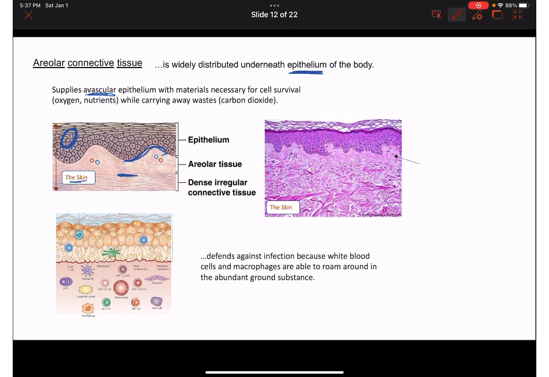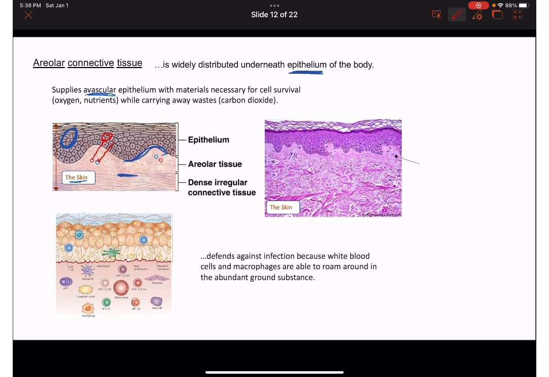And because areolar tissue is well vascularized, it's a great support tissue for that reason. So oxygen and glucose and other beneficial things are going to be able to diffuse from the blood vessels in the areolar tissue through that ground substance and provide these epithelial cells with what they need. And at the same time, those epithelial cells are going to give us waste products, and those waste products are going to diffuse through the ground substance of the areolar tissue and be taken away from the blood vessels in the areolar tissue. So it's a great support tissue.